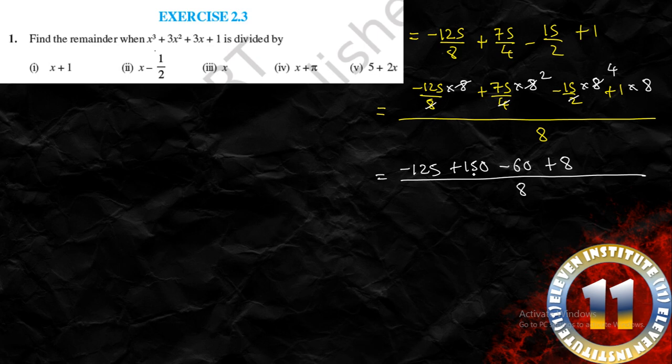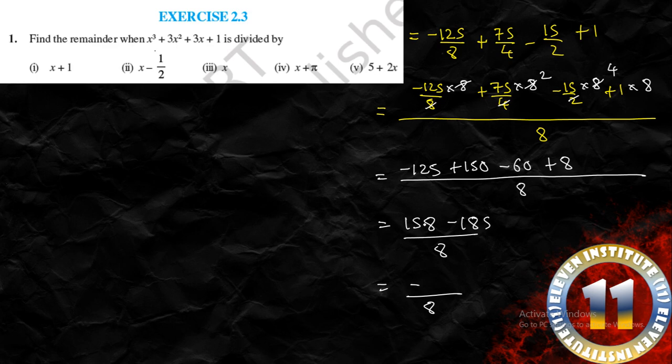So let us add all the positive numbers. 150 plus 8 is 158, minus 125 minus 60, it will give us minus 185, whole divided by 8. Now this is a smaller number, this is a larger number, so definitely we will have a minus over here. Denominator we have 8.